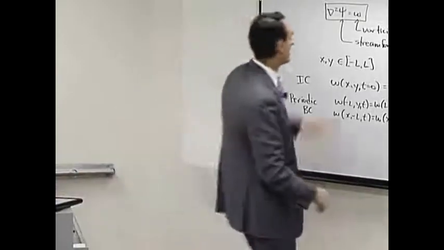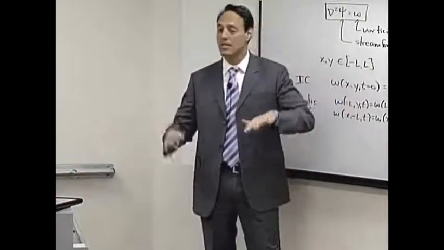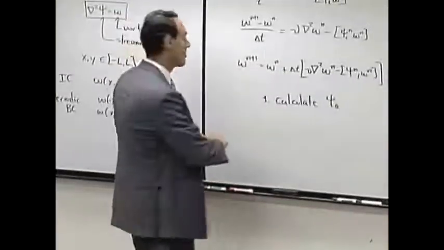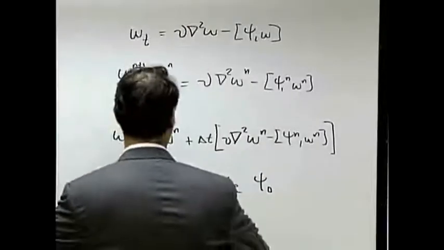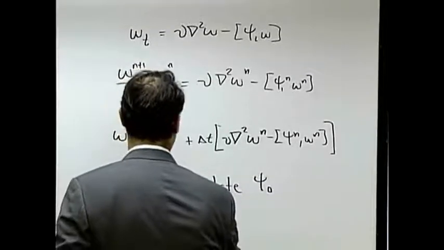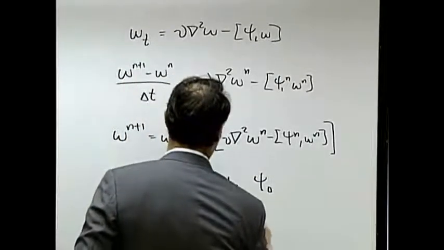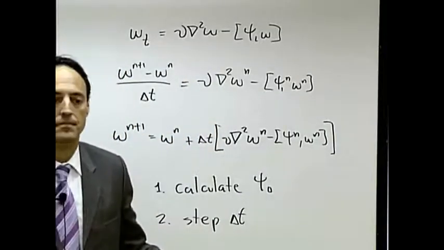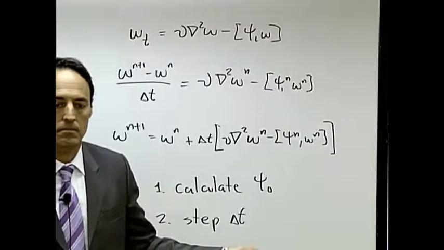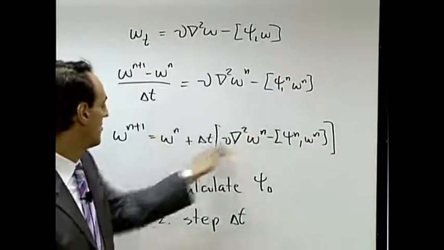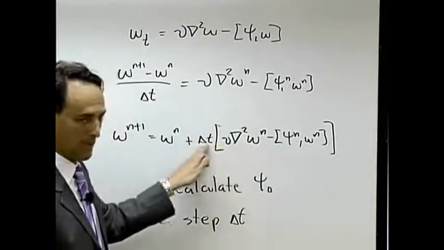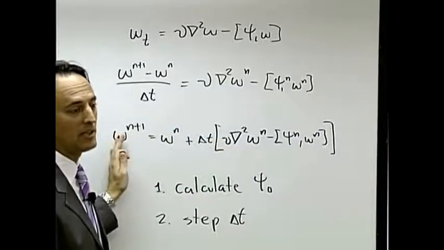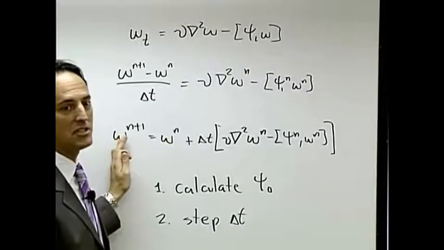Anyway, this is what we've got to do. We've got to solve this. That's the big hiccup. Calculate this first. Number 2, after you calculate that, now you can step delta t into the future. You have all the information here, which means I can evaluate this, multiply by delta t, and add that to it. I just evaluated my vorticity delta t into the future.